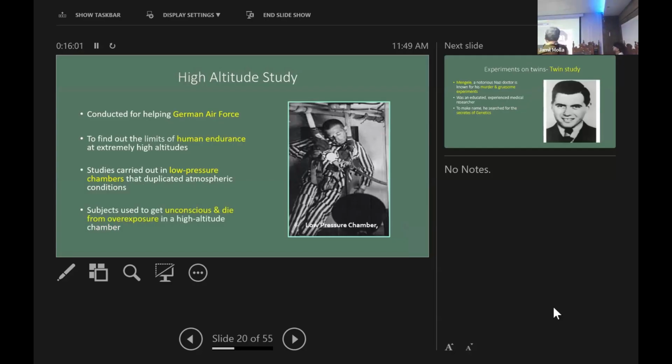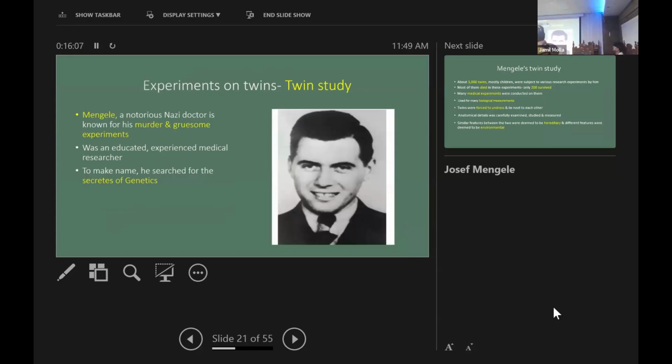And then, this is a photograph of one famous researcher, Mengele. He was a Nazi research doctor, famous for notorious murders and gruesome experiments among twins. He was interested to know the secrets of genetics. So for that, he conducted many studies among the twins.